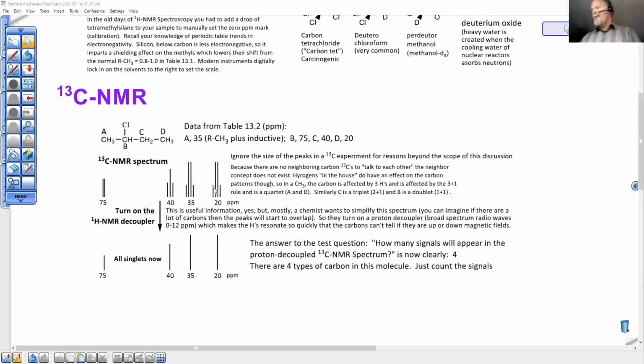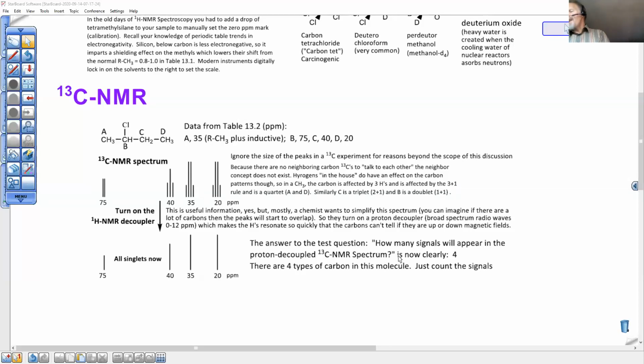Anyway, the test question, I'm going to cut to the chase. How many signals will appear in the proton decoupled C13 NMR spectrum? That is just code speak for how many types of carbon are in this molecule.